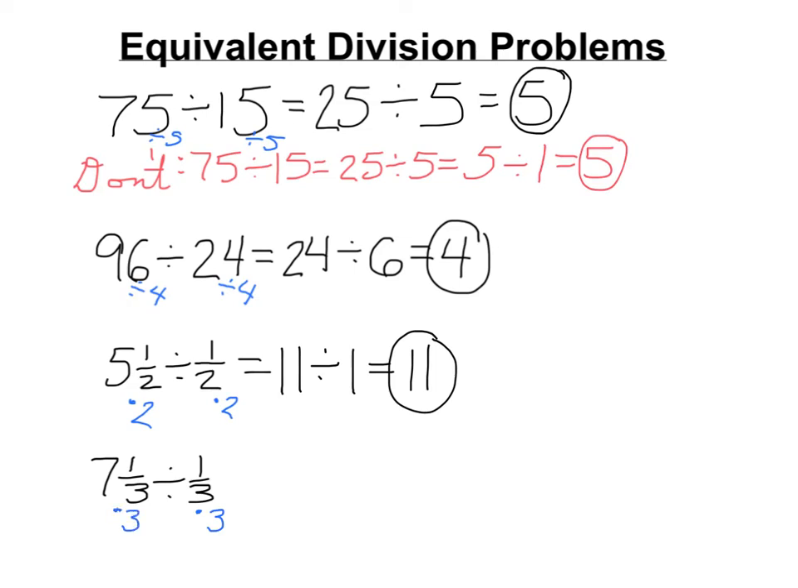So if I triple 7 1/3, triple 7 is 21. Tripling a third is just 1. 21 and 1 makes 22. Tripling a third gives me 1. And again, a very easy problem. 22 divided by 1 is 22.